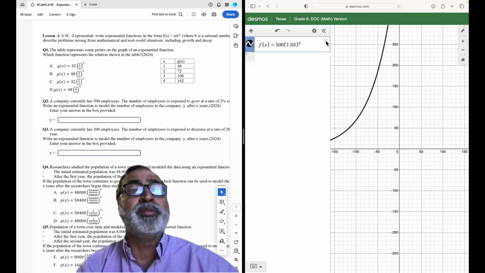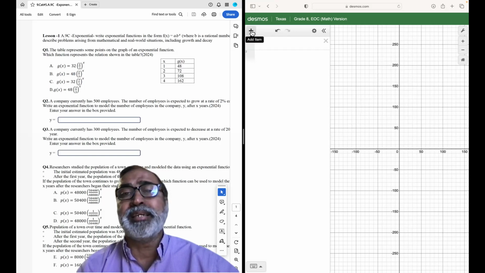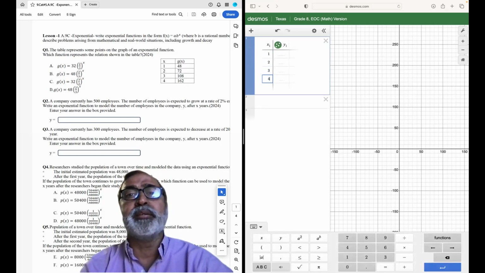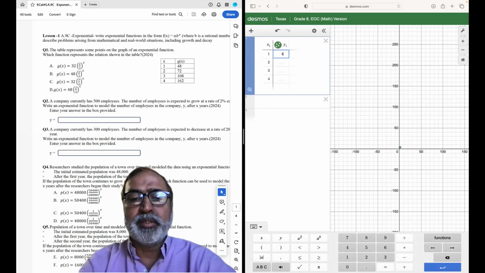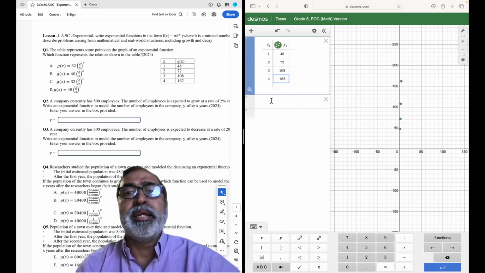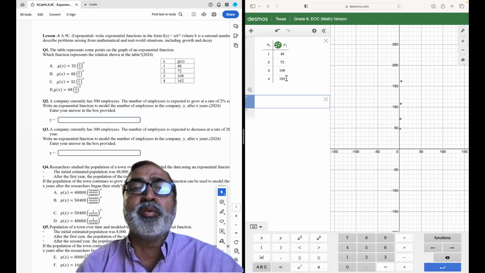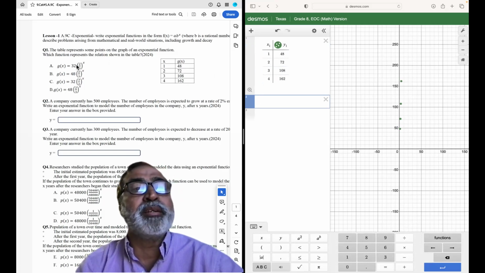So the best thing you can do is click on the plus sign and create a table the way it is: 1, 2, enter 3, enter 4, and then type your values: 48, 72, 108, 162. Just by looking at it, it's an exponential function, and by the equation we see it's a growth. Growth means the growth rate has to be greater than 1. So this is less than 1. How do you know? The numerator is less than the denominator. This is less than 1, less than 1, greater than 1, less than 1. So the only answer choice we have is C.